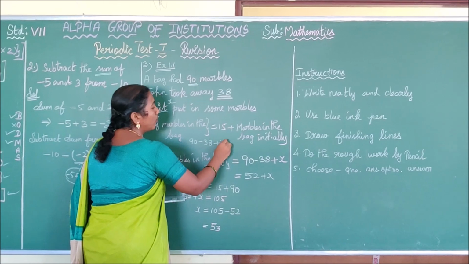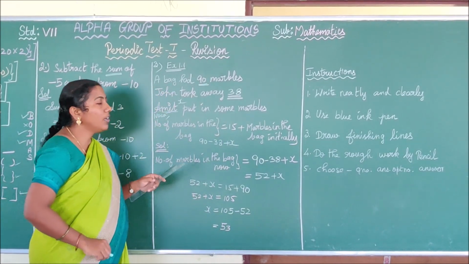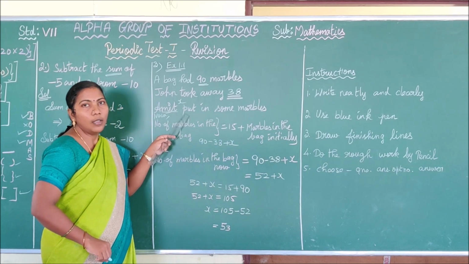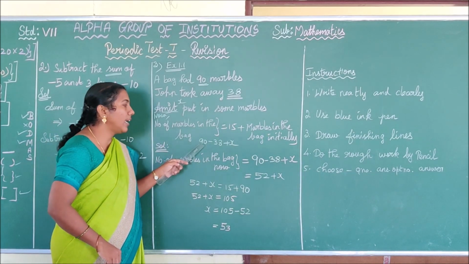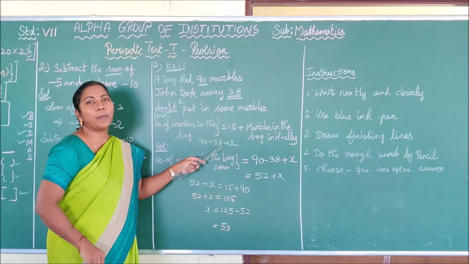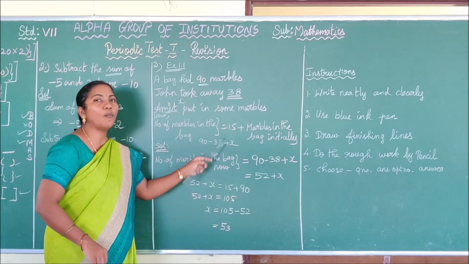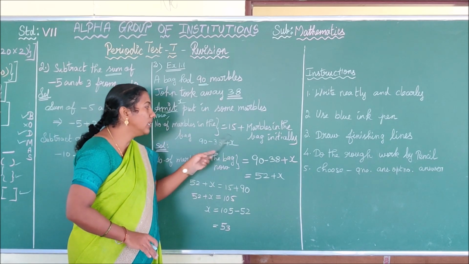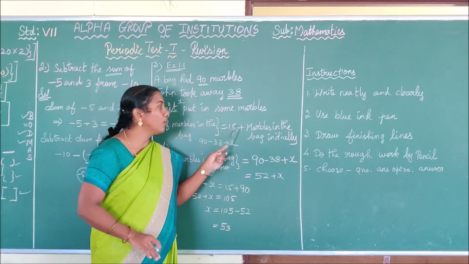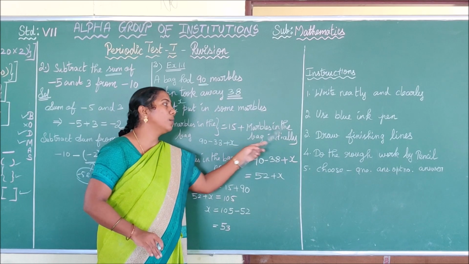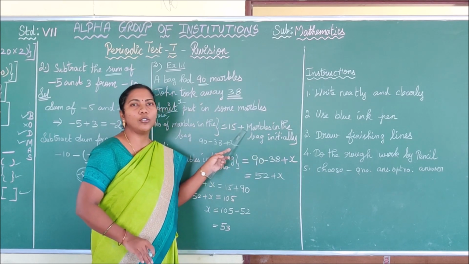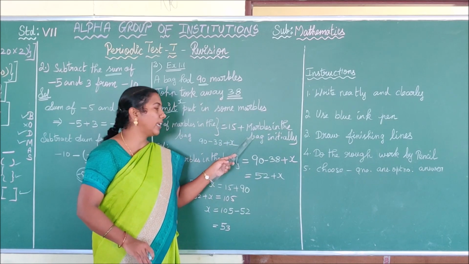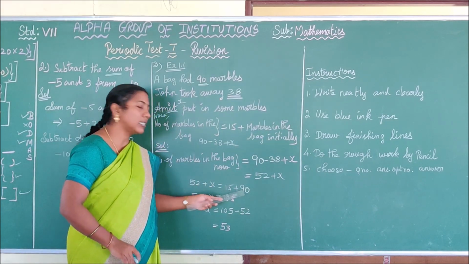So you have to add plus x. Why are we putting plus here? Because Amit added these marbles into the bag. So 90 minus 38 plus x. This is the number of marbles in the bag now. As per the given condition, this value is equal to 15 more than the marbles in the bag initially. More than means we have to use the symbol plus. So 15 plus, what is the number of marbles in the bag initially? 90. So 15 plus 90.